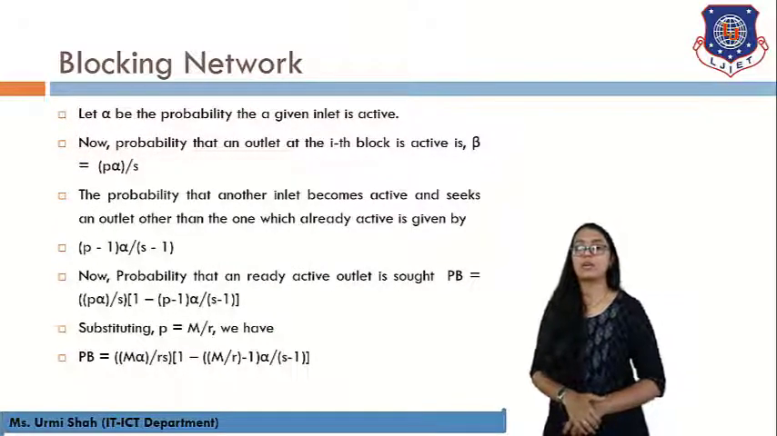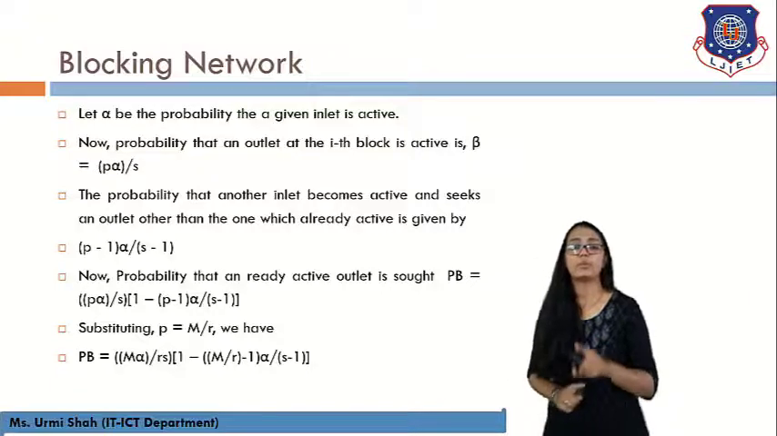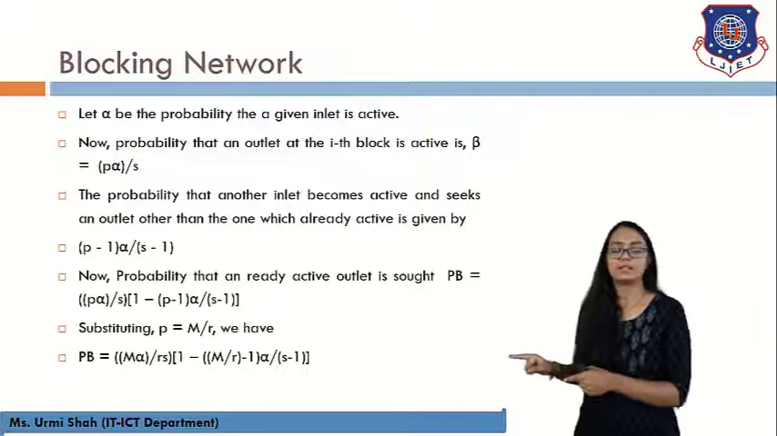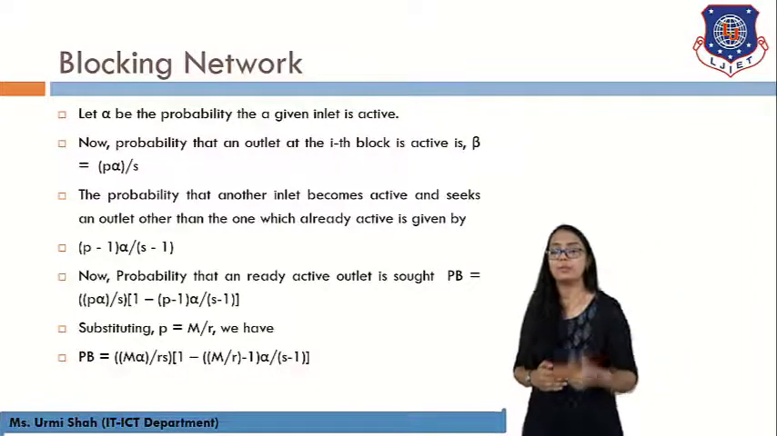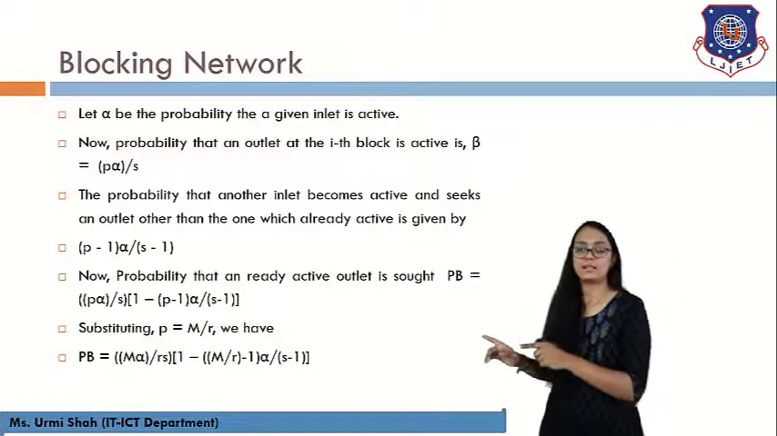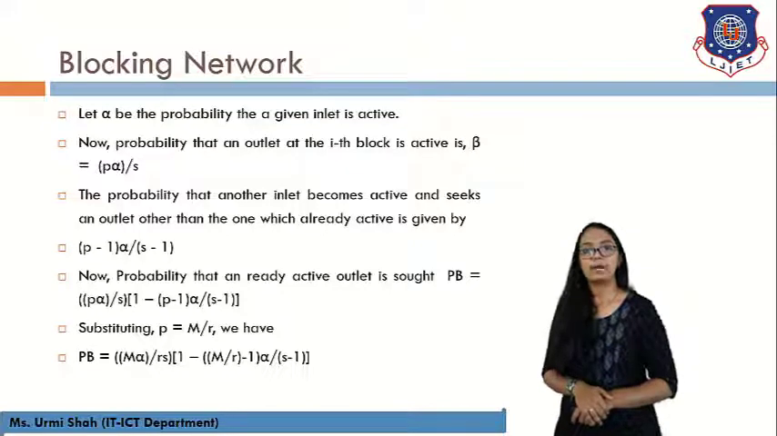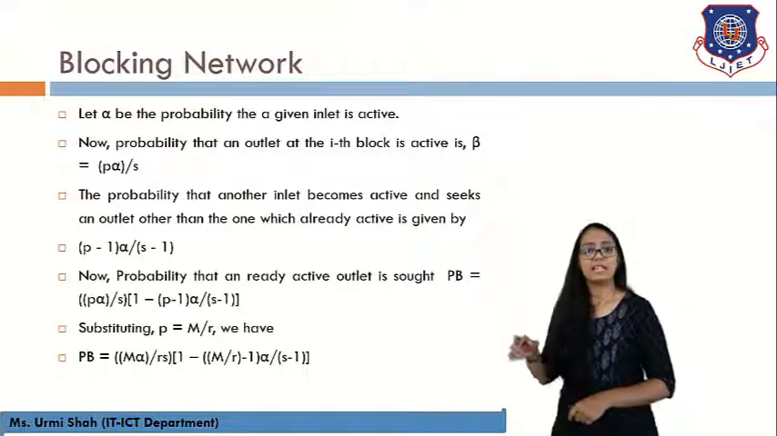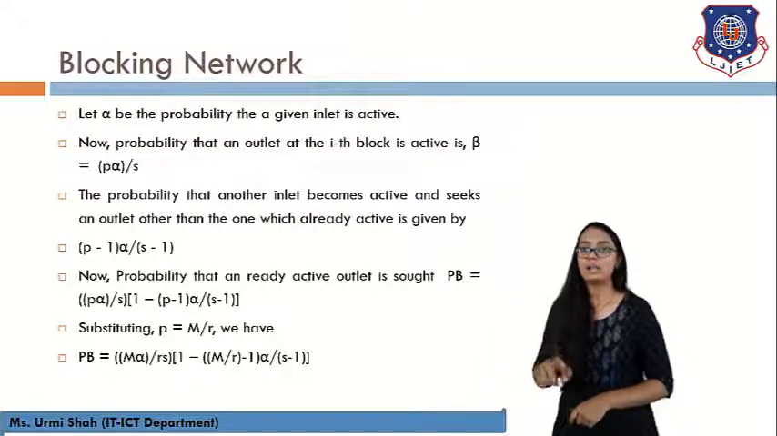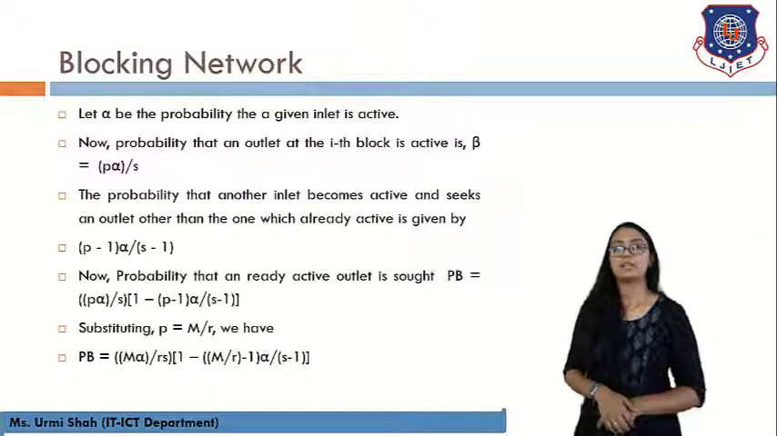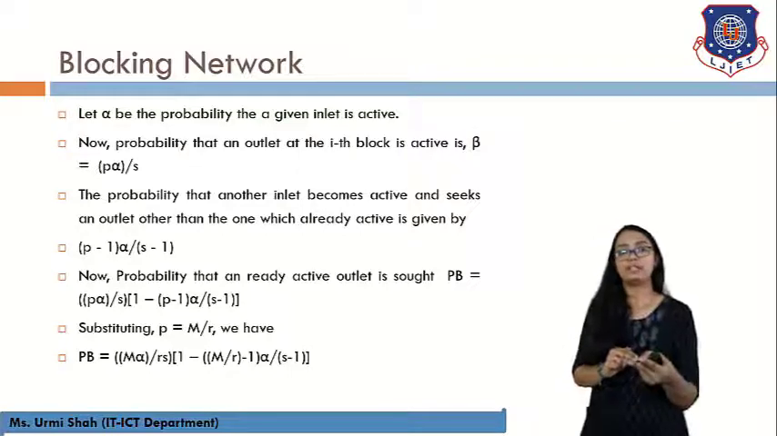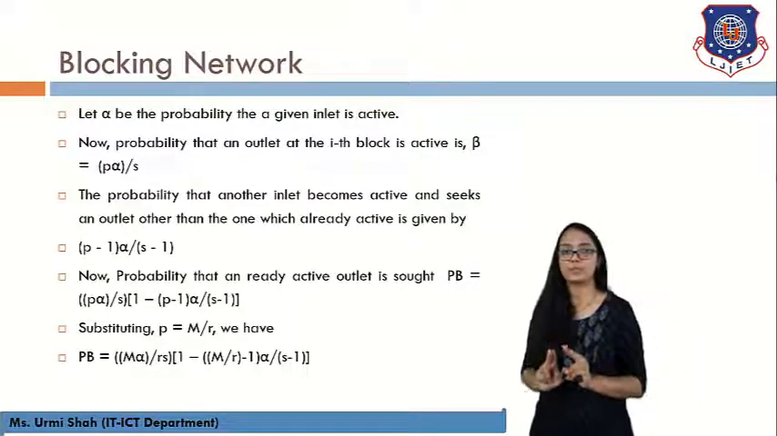Next, let's understand the blocking probability for a blocking network. This is an important formula which can be asked in your examination: derive the blocking probability formula where the network can be blocked. Let alpha be the probability that a given inlet is active. The probability that an outlet at the ith block is active is beta. These are the two assumptions we make before deriving the probability.